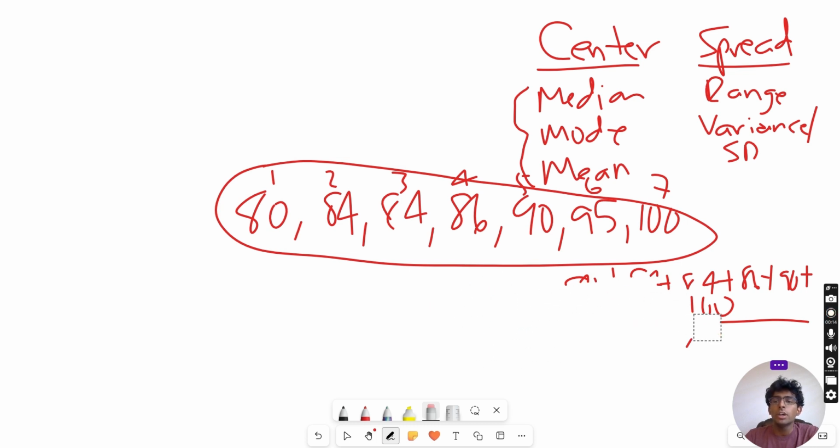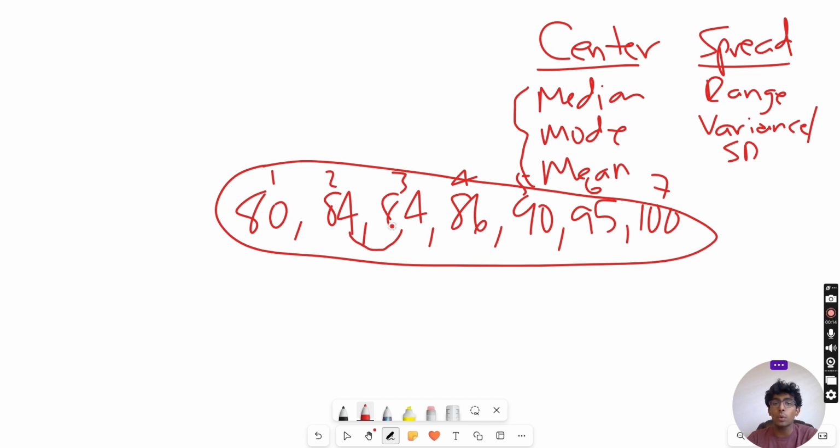How about mode? Mode is just the number in the data set that appears the most often. So of the 7 numbers here, which one appears the most often? The answer would be 84. 84 appears twice in the data set, while all the other numbers appear once. So your mode would be 84. That's pretty self-explanatory.